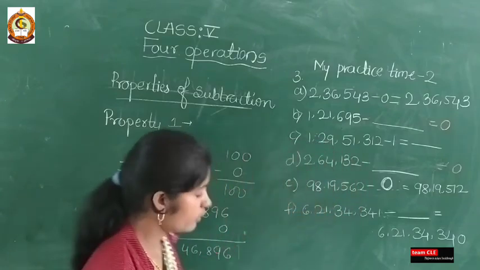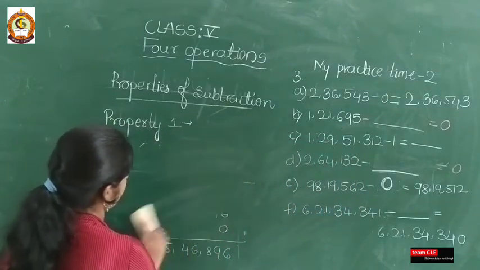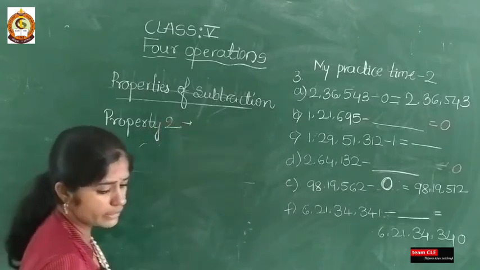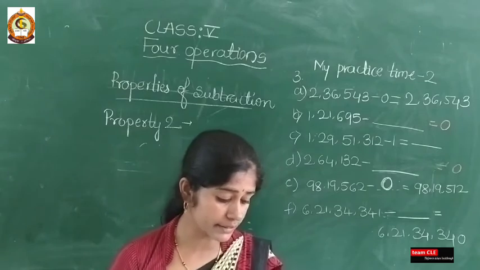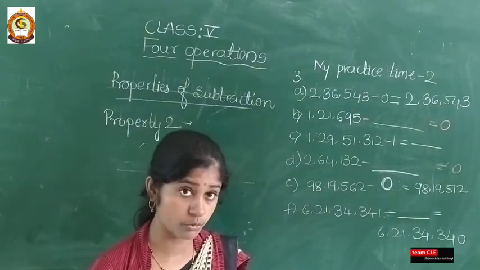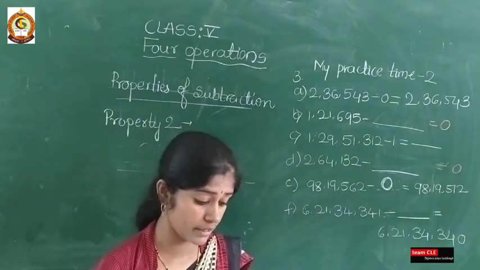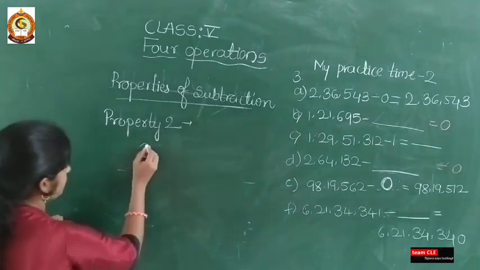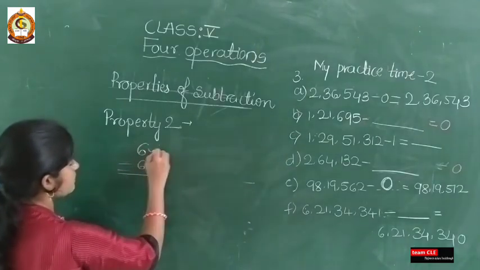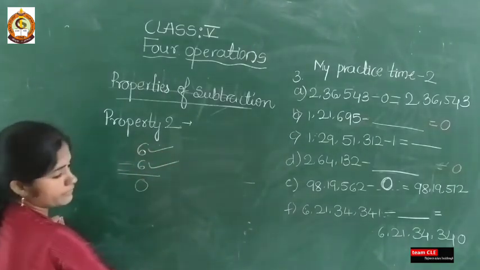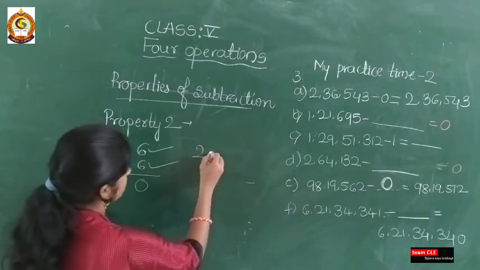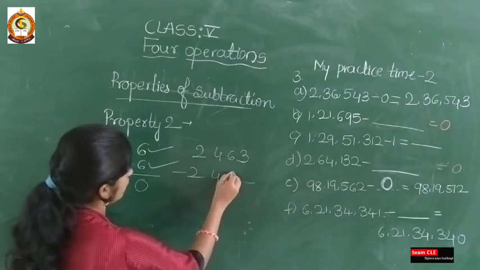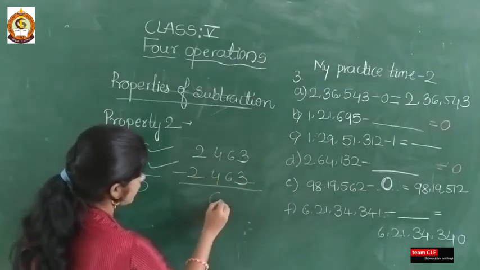So let us take one more, property number 2. So what is that property? When we subtract a number from itself, the difference is 0. For example, 6 minus 6. When we subtract a number from itself, the difference is 0. Let us take one more example, 2463 minus 2463. So its difference is 0.